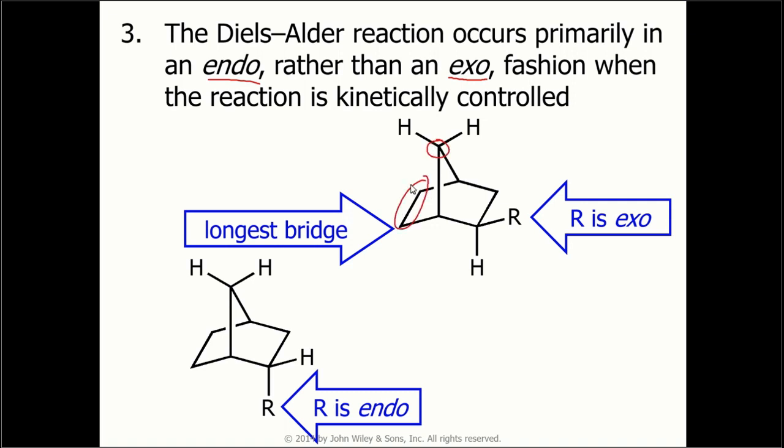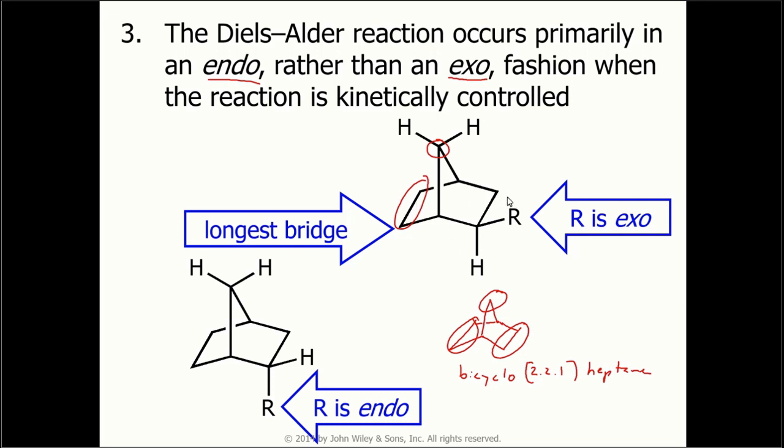Think back to naming fused ring systems or bicyclic structures in the first semester of organic chemistry. We would name this by counting all the carbons. So this would be bicycloheptane, because there are 7 carbons total. We call this carbon here and this carbon here bridgeheads. All the other carbon atoms are bridges. So there's a 1-carbon bridge, a 2-carbon bridge, and a 2-carbon bridge. So this was bicyclo-2,2,1 heptane.